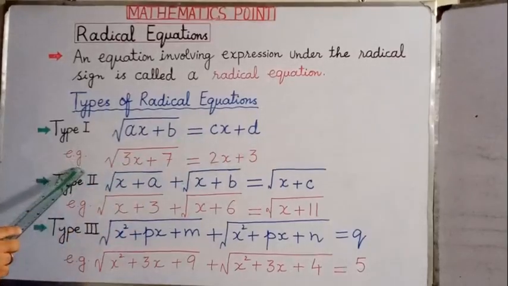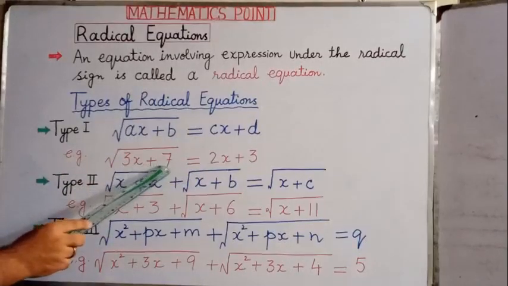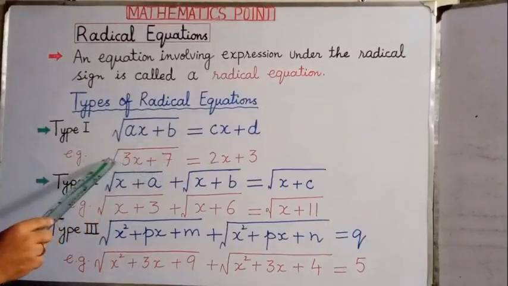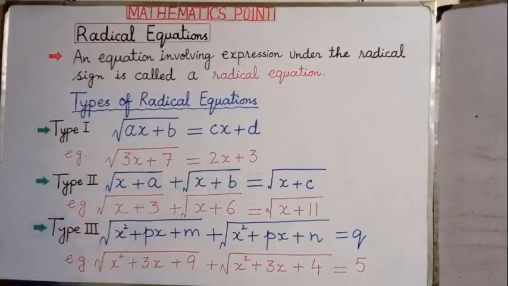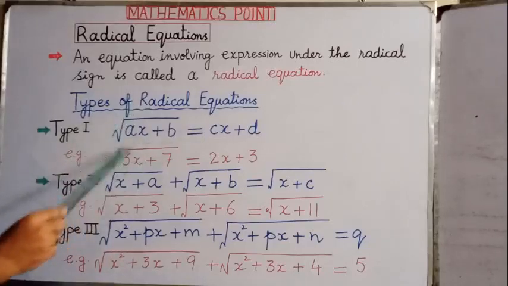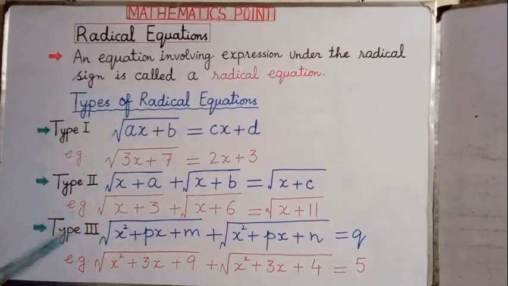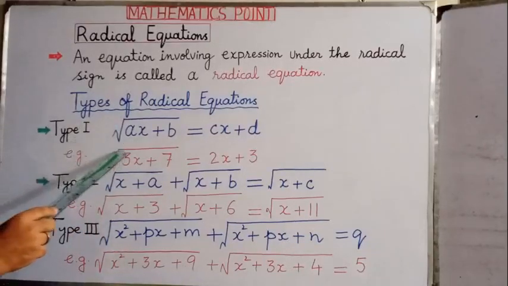Here is an example of type 1. You can see 3x plus 7 is written under the radical sign, that is equal to 2x plus 3. So in this type of radical equation, there is only one radical sign. That's why you can say that it's the first type of radical equation.